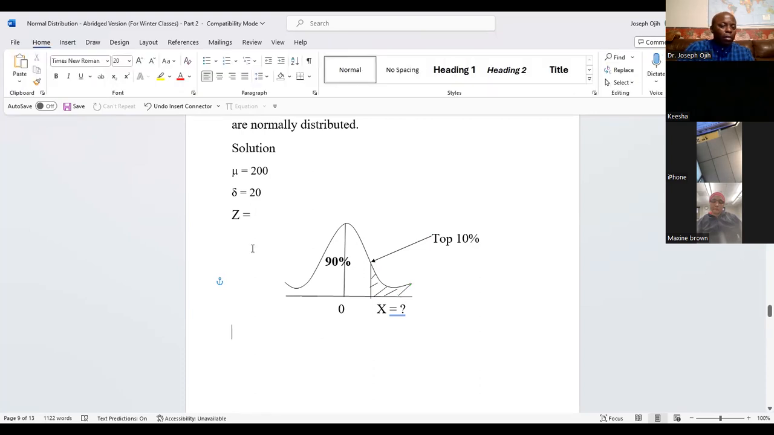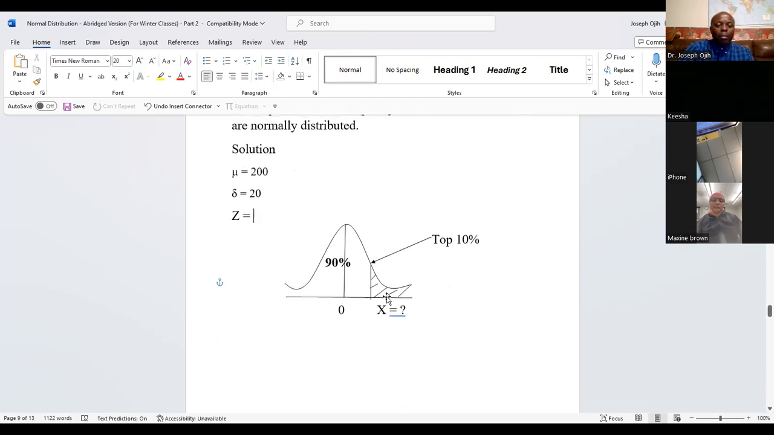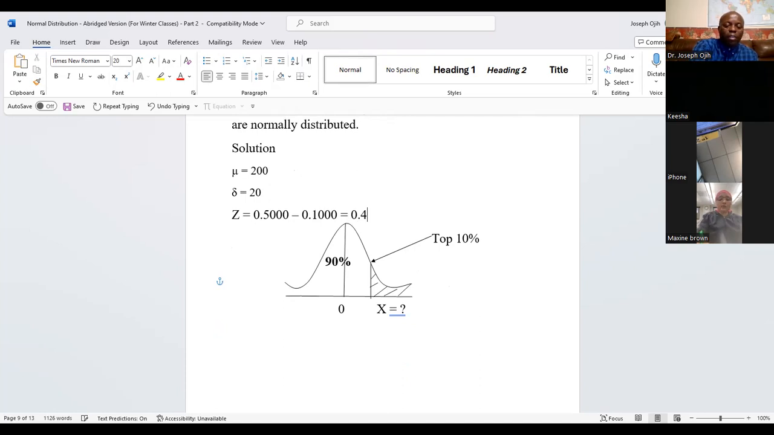Now, that was Z here. They say top 10%, that means, remember, when it is on the tail, you subtract from 0.5. So I'm going to do 0.5 minus 0.1, that will give us 0.4. Now that will give us our Z. We're going to go to the table and look for 0.400.